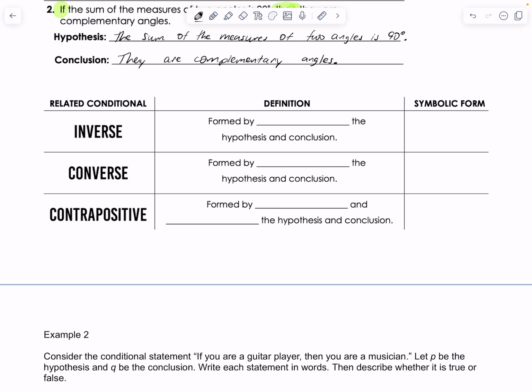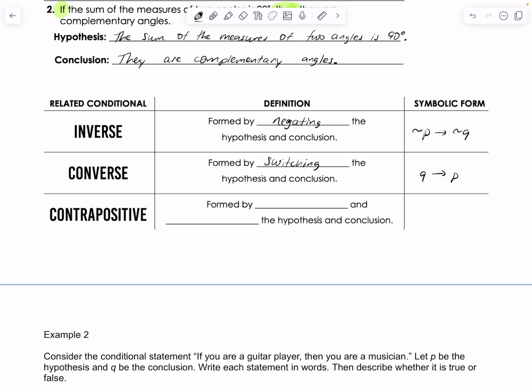The inverse is formed by using that negation, so negating the hypothesis and the conclusion. Essentially, we're going to write if not P, then not Q, because we have to negate both. So put not in front of both of the letters. We're going to use not P implies not Q. For the converse, you switch or exchange the hypothesis and conclusion. They trade places. So for symbols, it's Q implies P, or we're going to say if Q, then P.